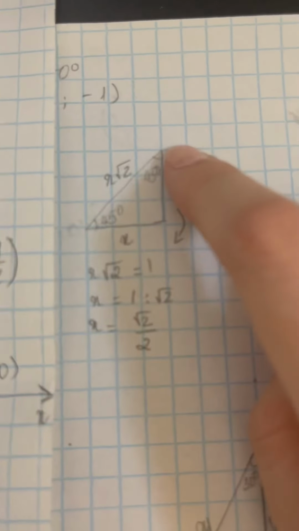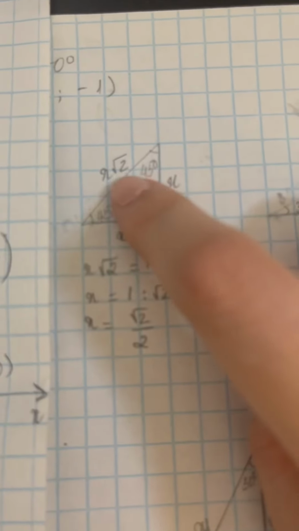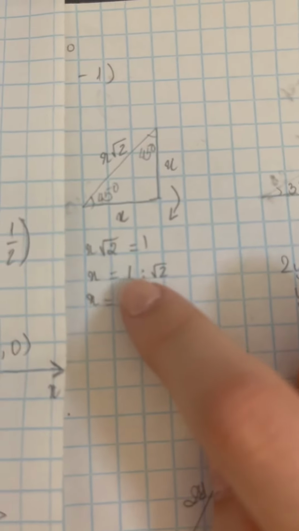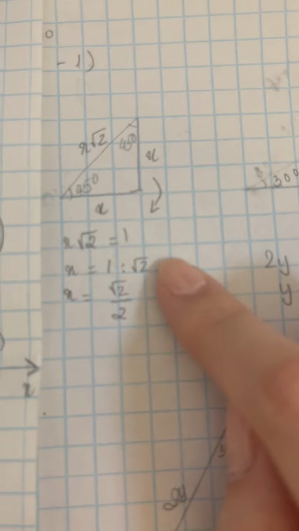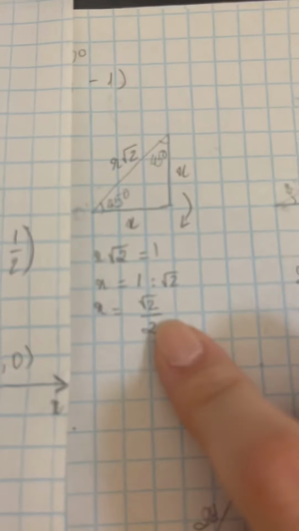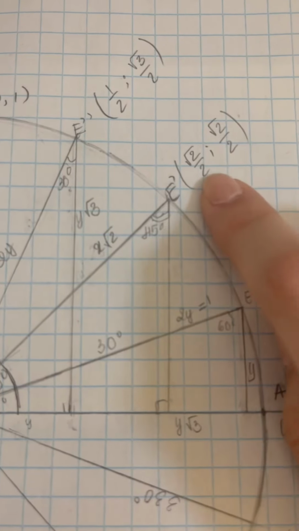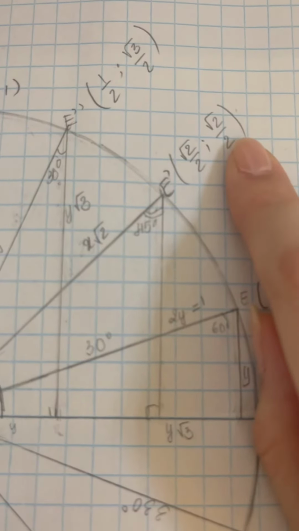To find this triangle's coordinates, we have to find the x side, so we have to find x and x. And we know that the hypotenuse of the triangle is x times square root of 2, which equals 1. So x equals 1 divided by square root of 2. So x equals square root of 2 over 2. So the coordinates of this triangle are square root of 2 over 2 and square root of 2 over 2.